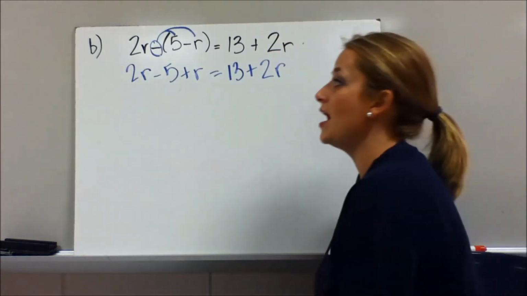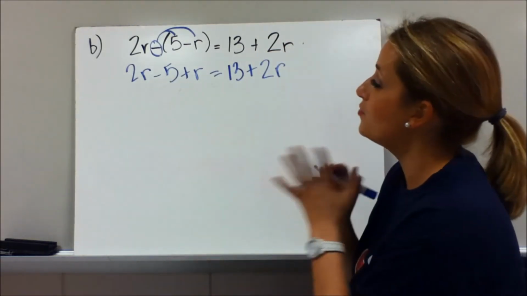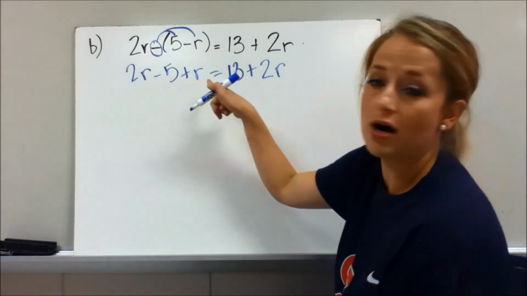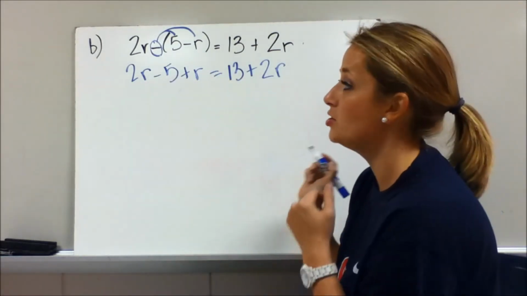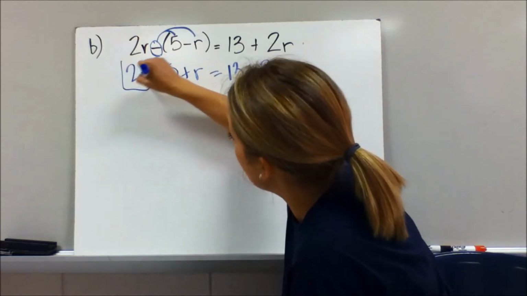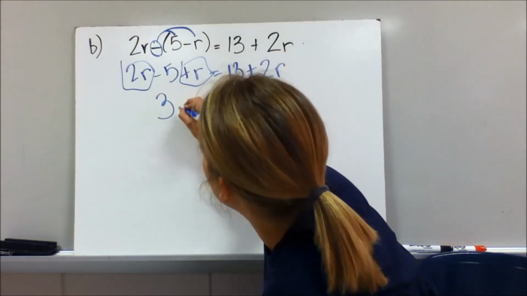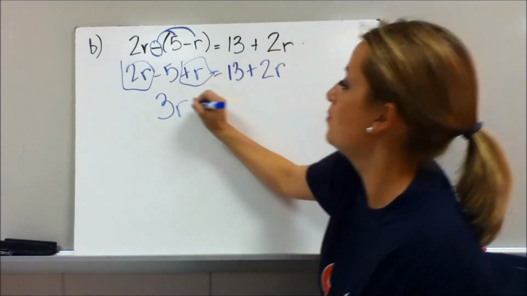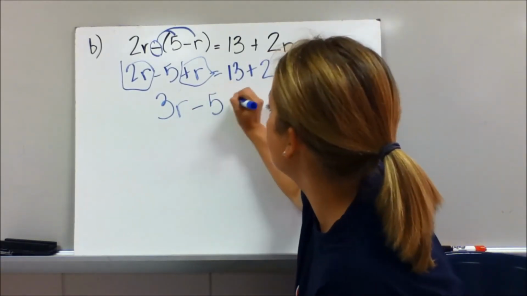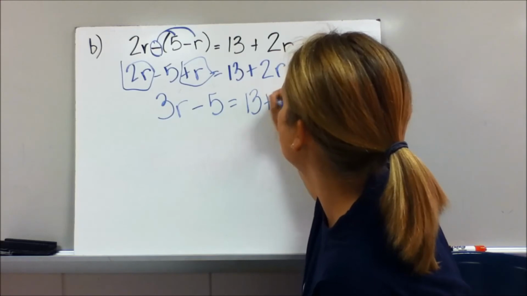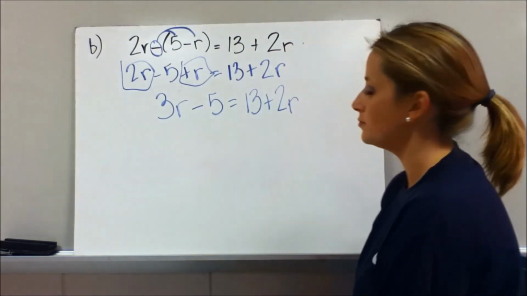Now I need to identify my actually, no, I can't move them around yet because I have 2r and r. I still need to combine those, do more cleaning up. 2r and r combine to be 3r. Write down the rest of it. 3r minus 5 equals 13 plus 2r.